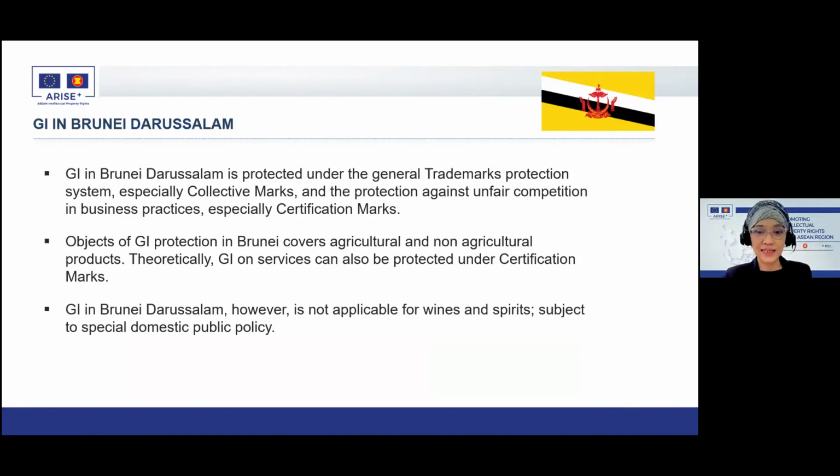GI in Brunei is protected under the General Trademark Protection System, especially collective mark, and the protection against unfair competition in business practices, especially certification marks. Object of GI protection in Brunei covers agricultural and non-agricultural products. Theoretically, GI on services, because they call it products instead of goods, can also be protected under certification marks. However, because of domestic policy, GI in Brunei Darussalam doesn't cover or is not applicable for wines and spirits.